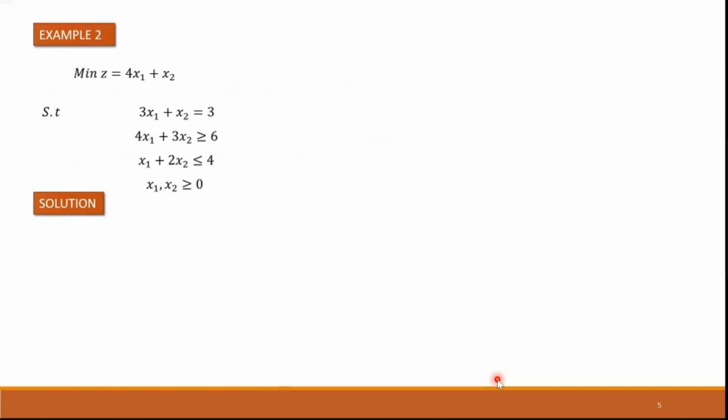Second example where we have an equality constraint. Till now we had only inequality constraints. Now we have equality constraints. Minimize z equal to 4x1 plus x2 subject to 3x1 plus x2 equal to 3, 4x1 plus 3x2 greater than or equal to 6, x1 plus 2x2 less than or equal to 4, x1, x2 greater than or equal to 0. This was a question repeated many times in the offline exam. Almost every time they had asked this problem.